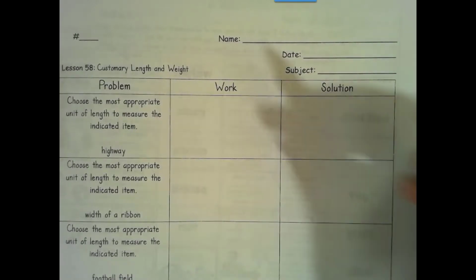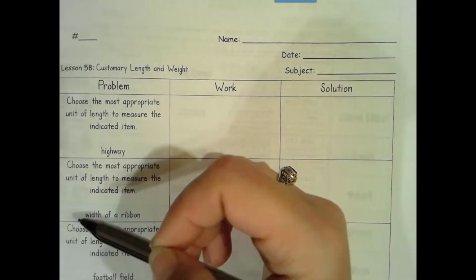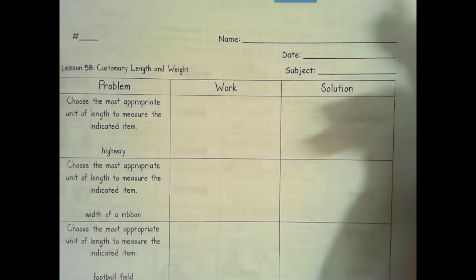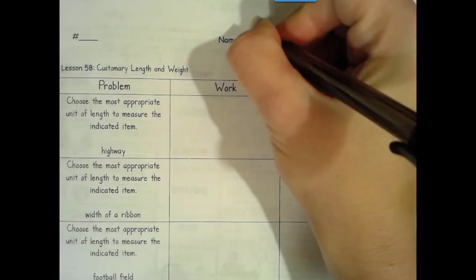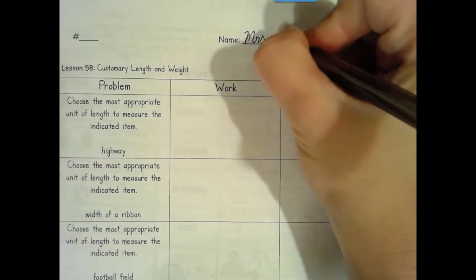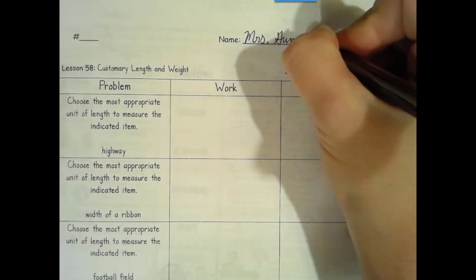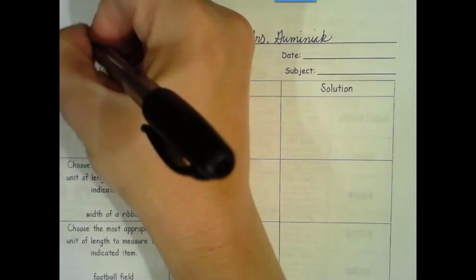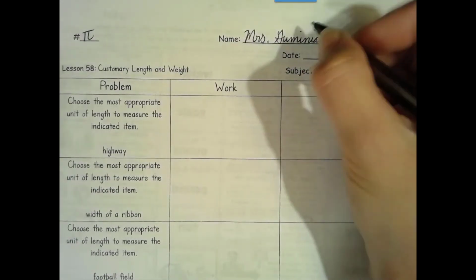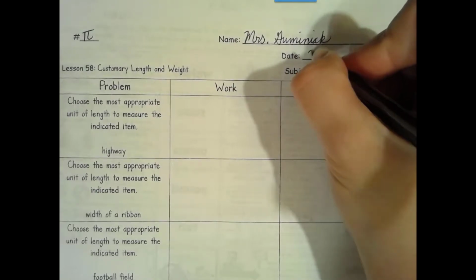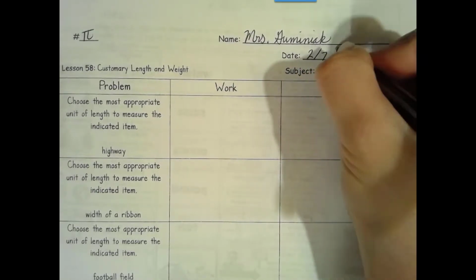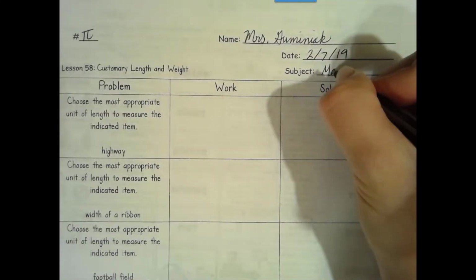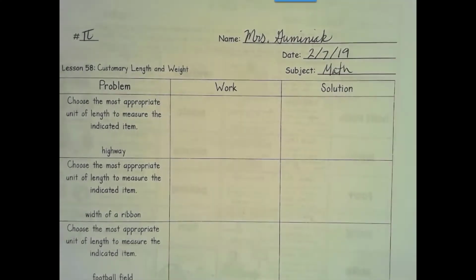All right, we are on part 2 with our 3-column notes for lesson 58, customary length and weight. Let's go ahead and put our heading, name, number, date, first and last in cursive. Put your number. Date is, remember to write the date you're actually doing these notes, not necessarily the date I'm writing. Our subject is math.